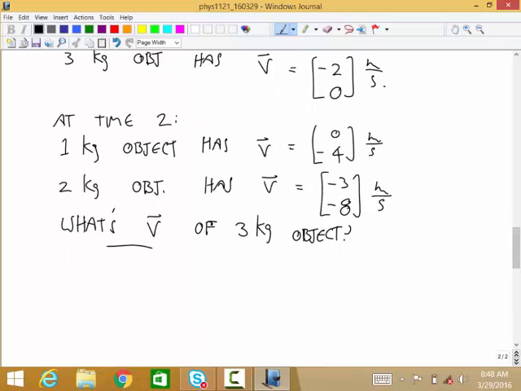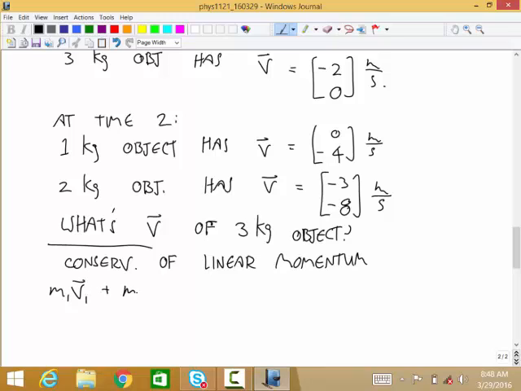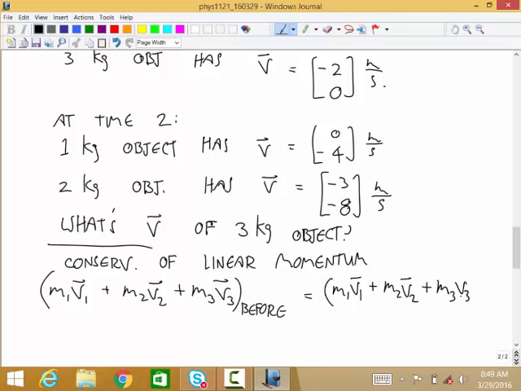So for this one, the idea is conservation of momentum. Conservation of linear momentum, which says m1v1 plus m2v2 plus m3v3 before is equal to m1v1 plus m2v2 plus m3v3 after.